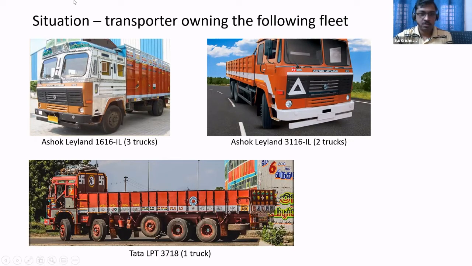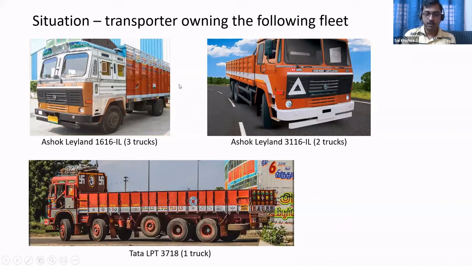Just assume there is a transporter owning the following fleet. By fleet I mean a collection of vehicles. There are three types of vehicles. One is the Ashok Leyland 1616 IL, then the Ashok Leyland 3116 IL, and the Tata LPT 3718. The transporter owns 3 trucks of the first type, 2 trucks of the second type, and 1 truck of the third type. The difference between these trucks is mainly in terms of tonnage. This has a capacity of 16 tons, this around 22 tons, and this 27 tons.